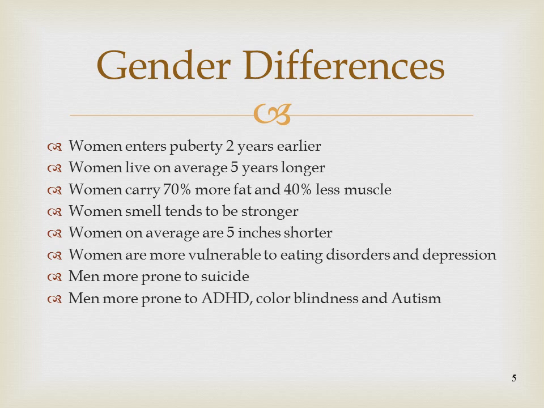What are some gender differences? They listed a number in the book, and there's going to be a number of other gender differences you learn throughout the various chapters. But one, women enter puberty 2 years earlier. Another is women live on average 5 years longer. Okay, women carry 70% more body fat and 40% less muscle.